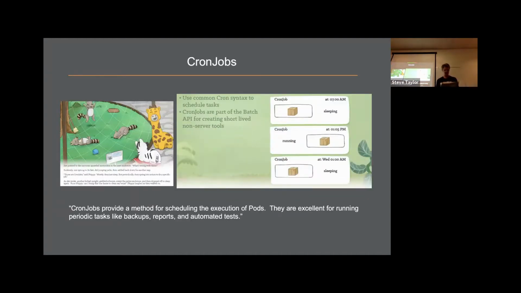Z pointed to the raccoon sprawled motionless in the next enclosure. What's wrong with them? Suddenly one sprung to its feet, did jumping jacks, then settled back down for another nap. Those are cron jobs, said Phippy. Mostly they just sleep, but periodically they spring into action to do a specific job. As she spoke, another bolted upright, grabbed a broom, swept the entire enclosure, and then dropped off to sleep again. Aunt Phippy, can I bring one home to clean my room? Phippy laughed as they walked on.